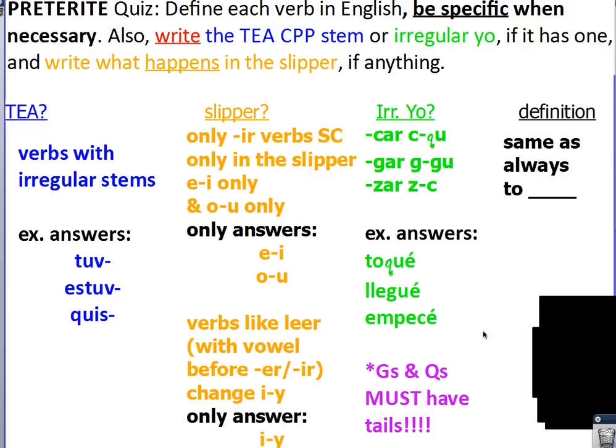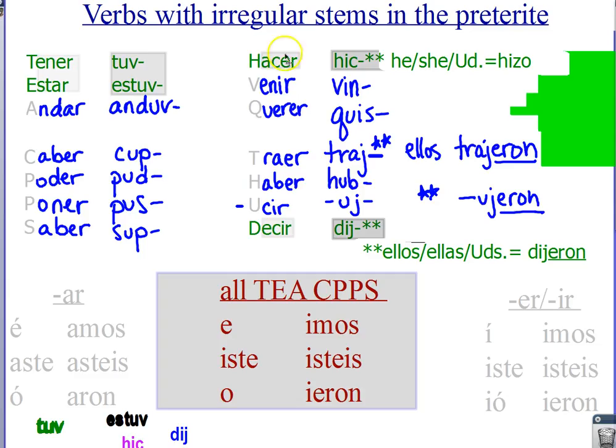One other thing that is worth mentioning is that in the preterite, a verb can only be one of these things at a time. In the present tense, a verb could have a stem change and an irregular yo. But in the preterite, if the verb is a teacup, well, that affects it in all 6 boxes. Let's look at that. Again, if it's a teacup, you take the teacup stem and you put it in front of all 6 teacup endings.